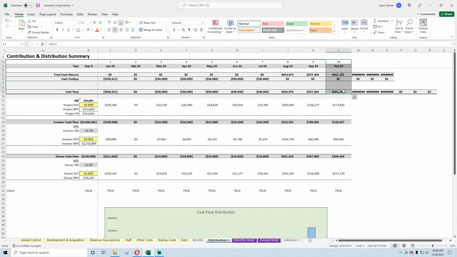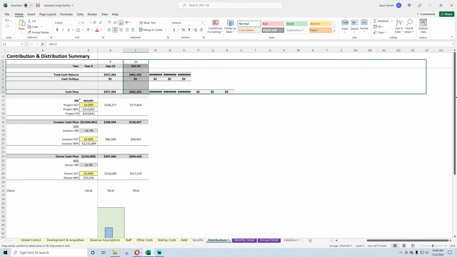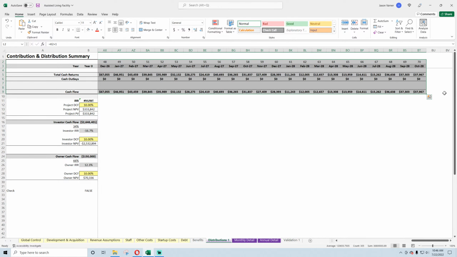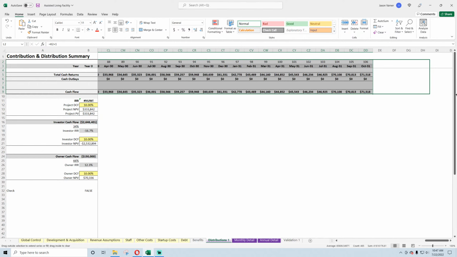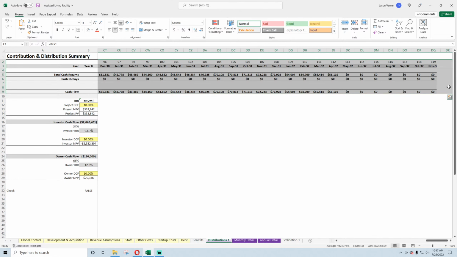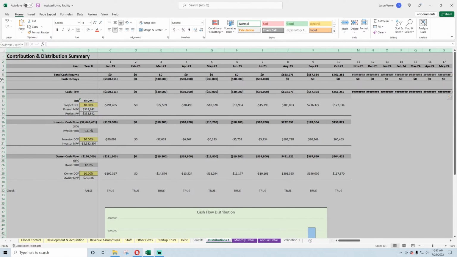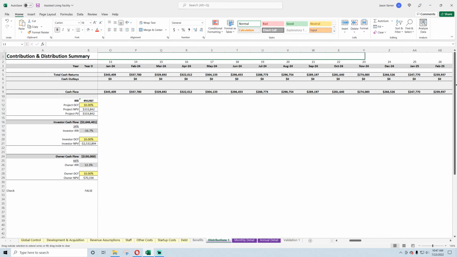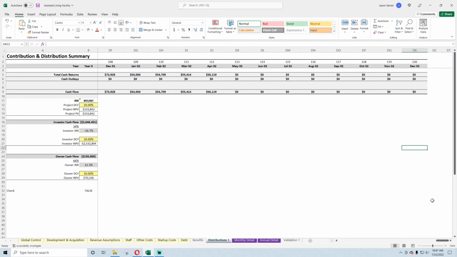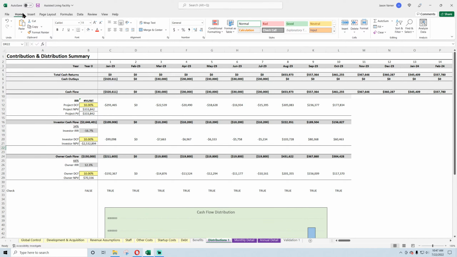Now let me drag this over. We've got to go a lot of periods. 120. Now I can do an annual view that's the same as this, but on an annual basis. It's just that the internal rate of return calculation is going to be based on these monthly cash flows.